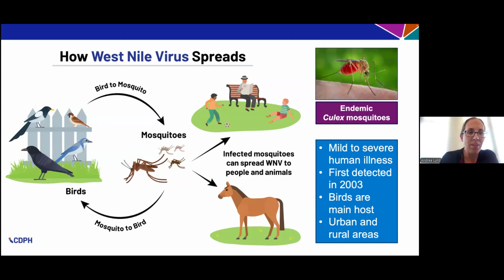I'm focusing on West Nile virus because it causes the most disease on a yearly basis. West Nile virus infection is often asymptomatic, but it can cause illness that ranges from a mild febrile illness that you may just stay home for, and you may not go to the doctor, to very severe and even fatal neuroinvasive disease. It was first detected in California in 2003 and has caused disease in people every year since. As I mentioned earlier, this virus is transmitted by Culex mosquitoes, which are endemic to California and can be found in both rural and urban areas.